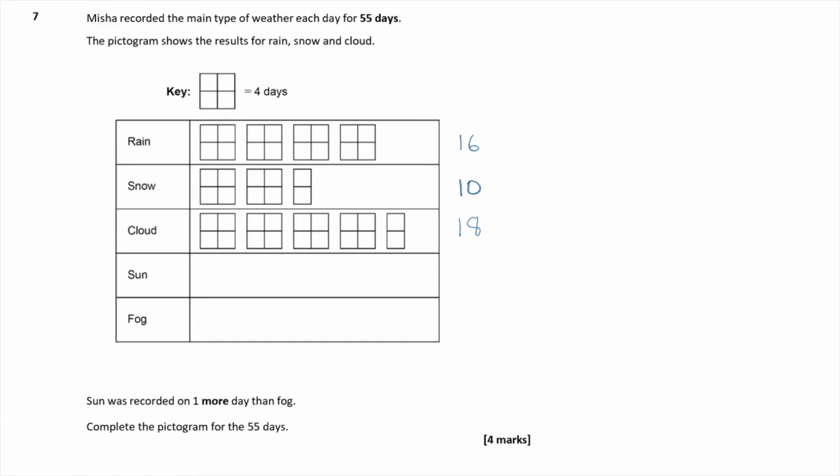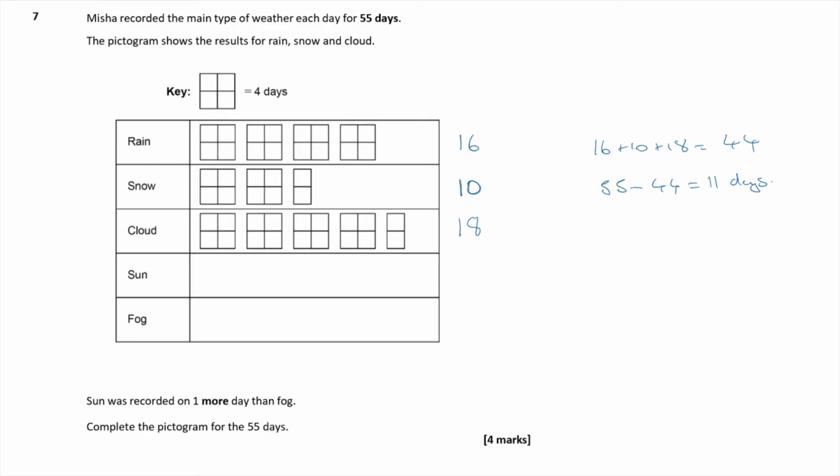So sun is recorded on 1 more day than fog. So what's 1 more than fog? Well, I don't know what fog is. Okay, so that's a slight problem. But I do know that so far I've got 16 plus 10 plus 18, and that adds up to, what's that? 16 and 18 is 34, plus the 10 is 44. So far I've accounted for 44 out of the 55 days. So how many days are left? 55 minus 44 is 11 days left, isn't it?